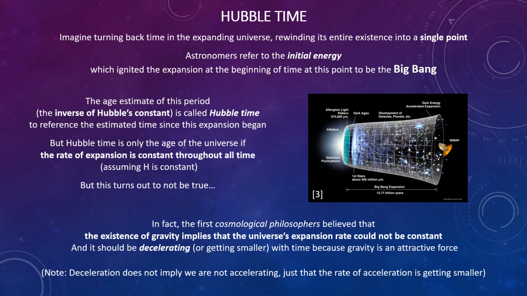In fact, the first cosmological philosophers believed that since gravity exists, this would imply that the universe's expansion rate could not be constant, and that it should be decelerating, or getting smaller with time, because gravity is an attractive force. Now, this deceleration doesn't imply that we're not having an accelerating expansion rate, just that the rate of acceleration is itself getting smaller.